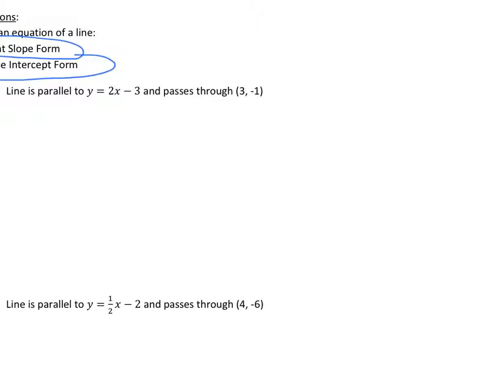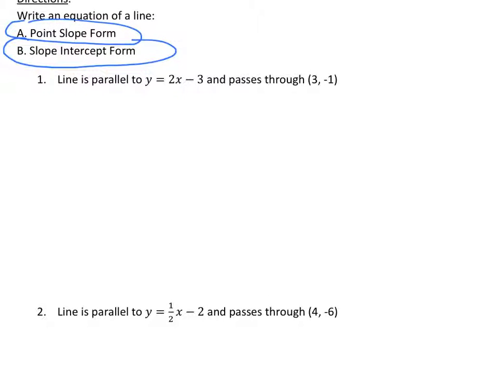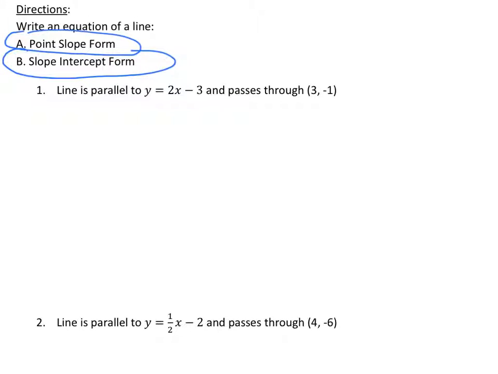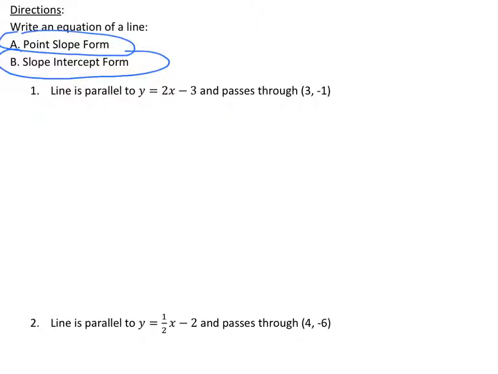Make it a little bit bigger. All right, we want to write an equation of a line in both these forms, point-slope and slope-intercept, if it's parallel to y equals 2x minus 3. Well, the main thing is the slope. The slope for this line is 2. So I'm going to write here m equals 2.